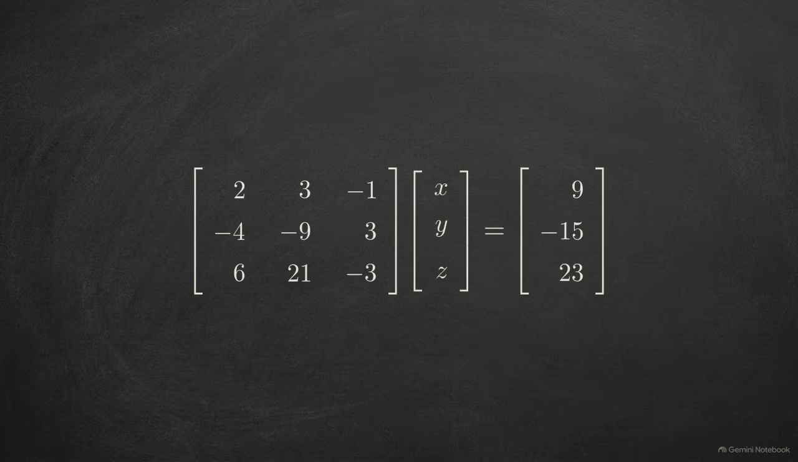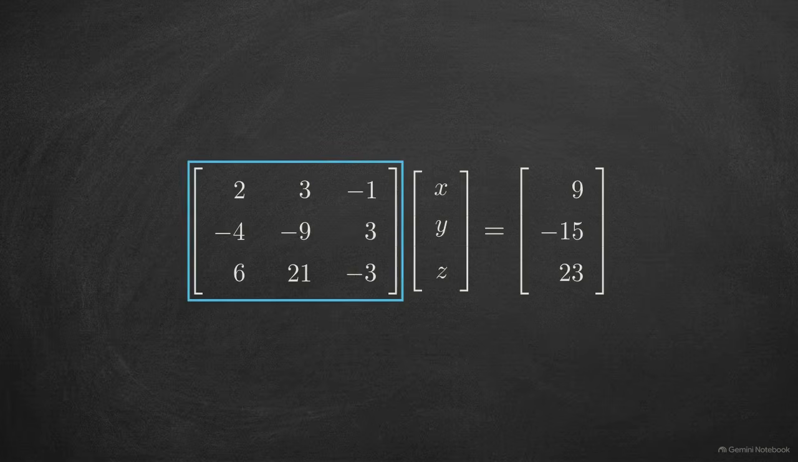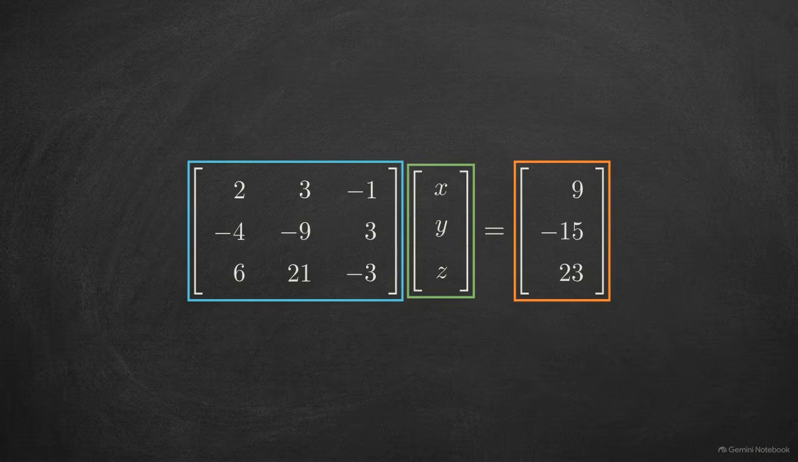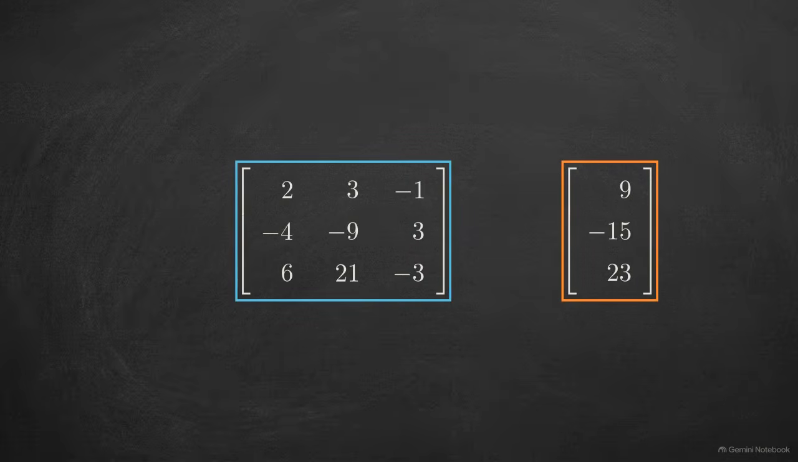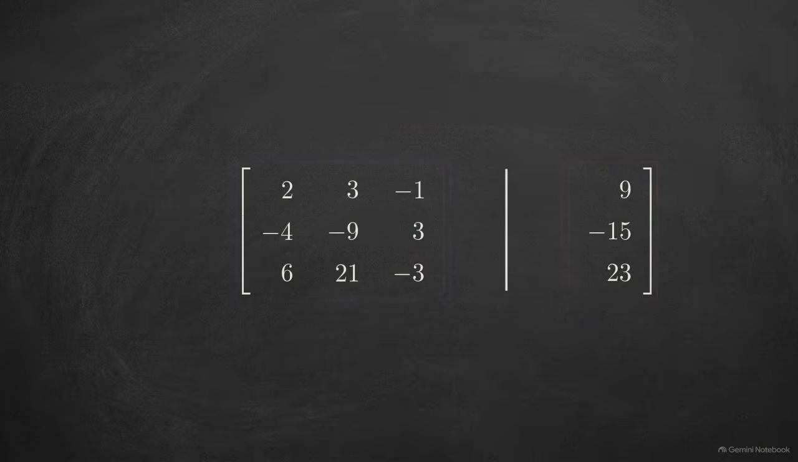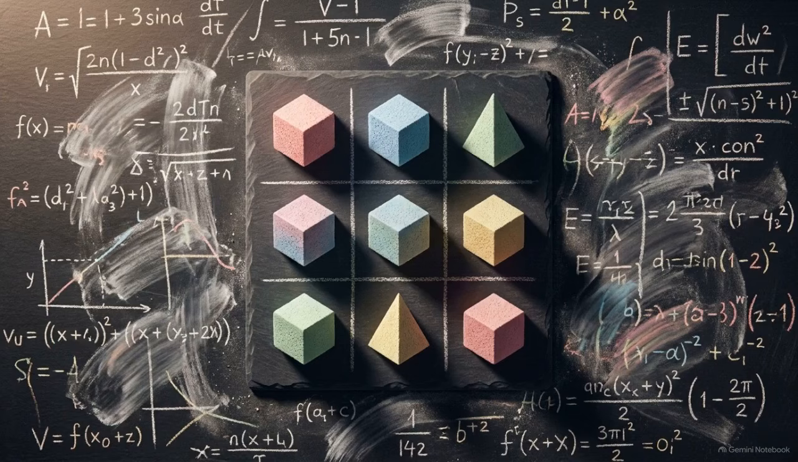This separates our system into three distinct parts: the coefficient matrix on the left containing our multipliers, the variable vector in the middle, and the solution vector on the right. To move even faster, we combine the first and third parts into an augmented coefficient matrix. We drop the variable vector completely and bring the right side constants directly into the main grid, separated only by a vertical line.